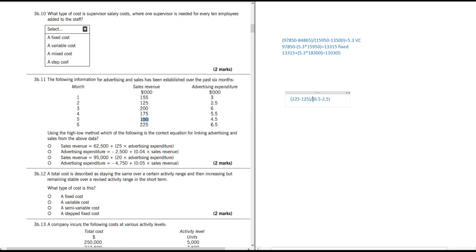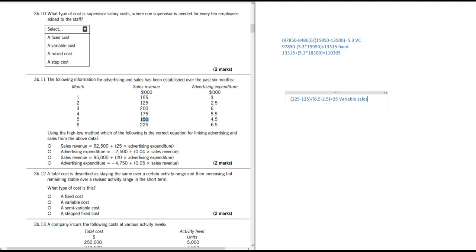And then 1 divided by the other, we have the variable element, which is 25. Now this is not variable cost, this is variable sales. What it basically means is that every $1 spent on advertisement generates 25 additional in sales, so variable sales.